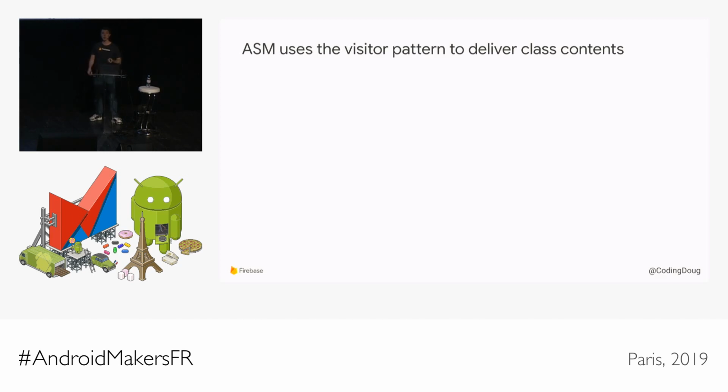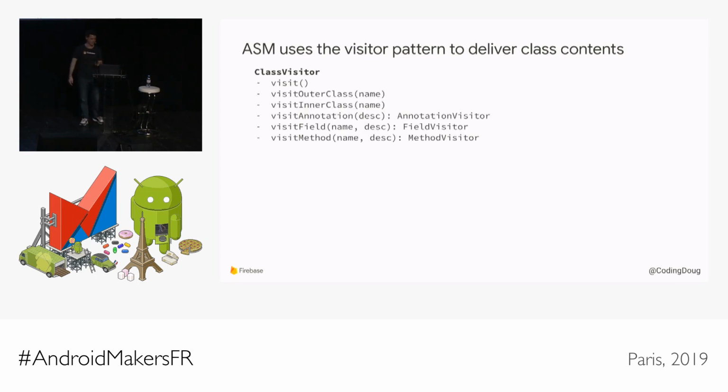ASM has a particular way of dealing with class files, and that is using the visitor pattern. So what it's going to do is you feed it a class, it will visit each property, each thing in the class, and your visitor will get invoked. So if you know how XML parsing works, it's a SAX parser, not a DOM parser. So you're going to have to receive these events as they happen.